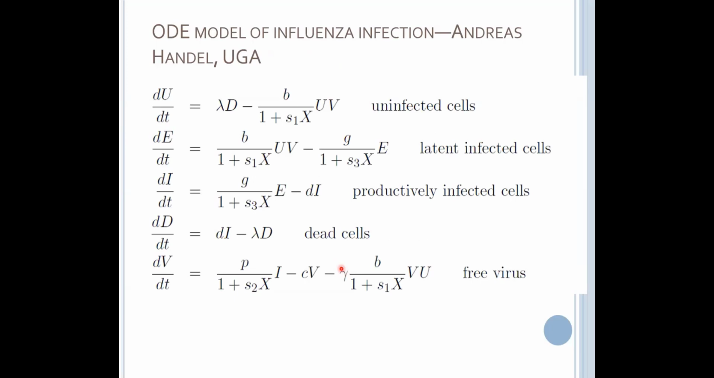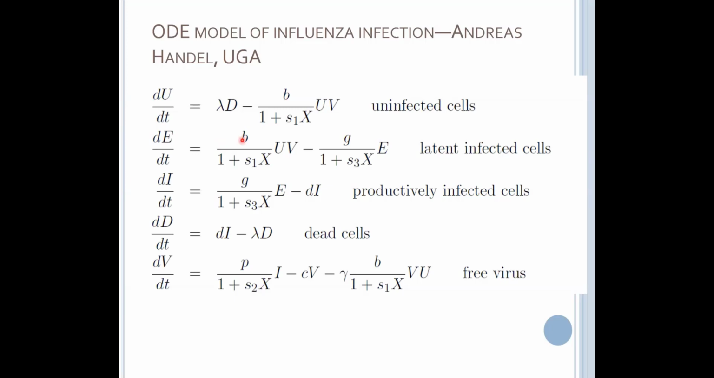So these models maybe should look familiar to you. The particular nomenclature might be a little bit different, but it's basically the models that we looked at yesterday. With a little bit of a twist. So we've got a model for an equation for uninfected cells, and uninfected cells become latently infected cells.